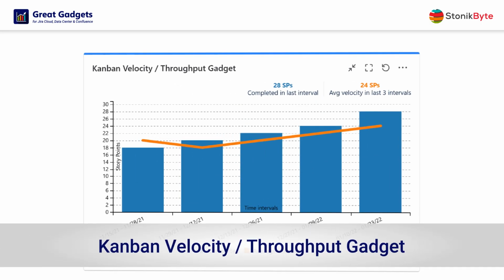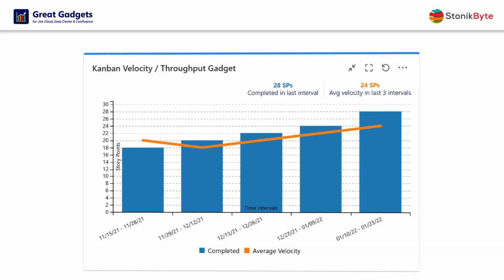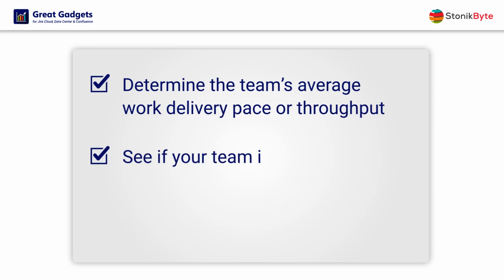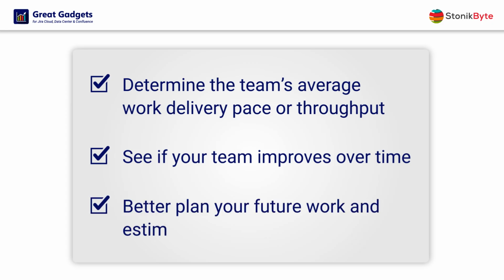The Kanban Velocity or Throughput gadget displays the average amount of work a team completes over certain time periods. You can use this chart to determine the team's average work delivery pace, or throughput, based on past data, and see if your team improves over time. Knowing your team's velocity or throughput helps you better plan future work and estimate delivery dates.